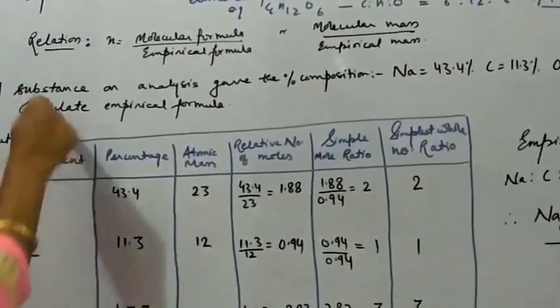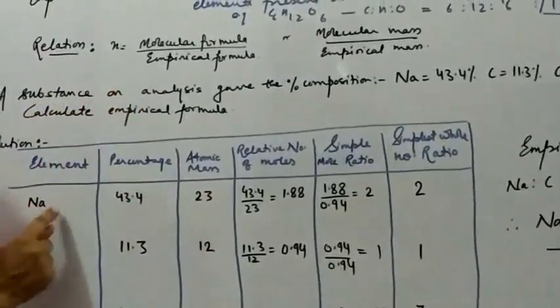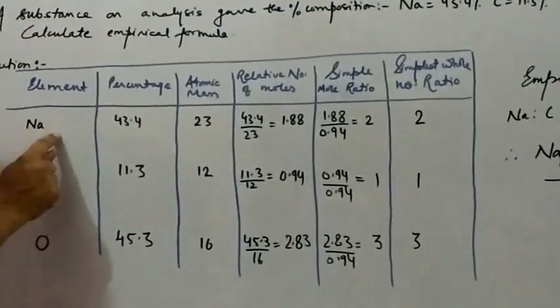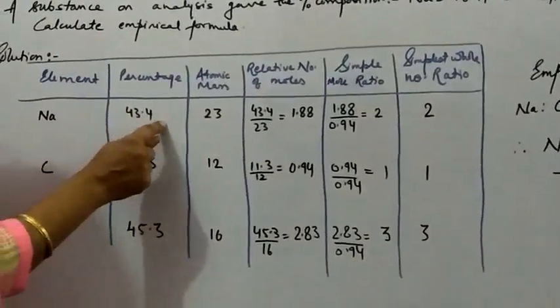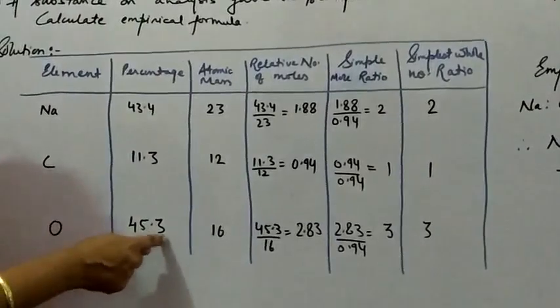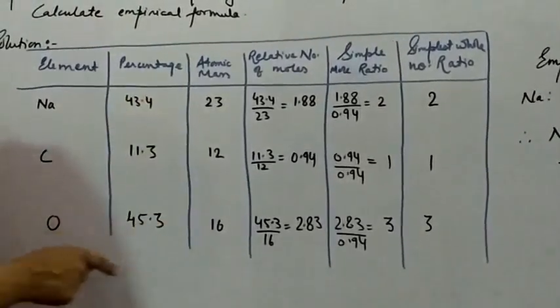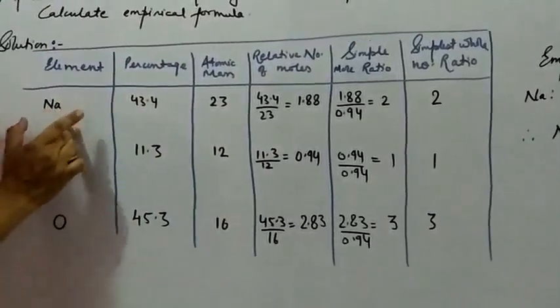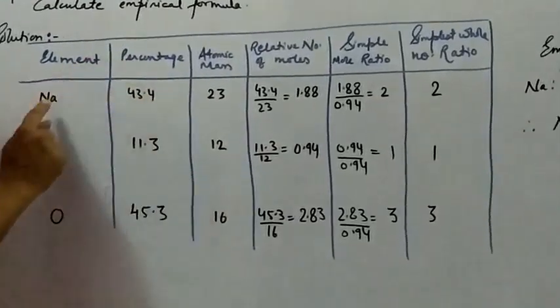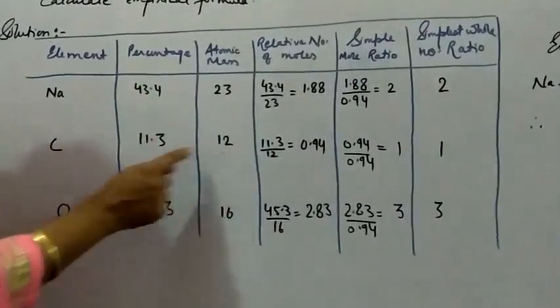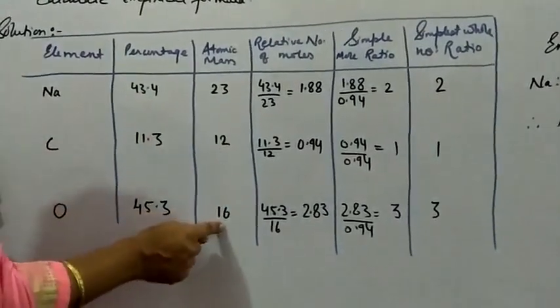Now first, what are the elements present in the given substance? It is sodium, carbon and oxygen. Now what is the percent of sodium given? It is 43.4. Carbon 11.3, oxygen 45.3, right? This is given in the question. Now the data which has been provided is the elements and the percentages. The atomic mass of sodium known to us is 23, carbon is 12, oxygen is 16.